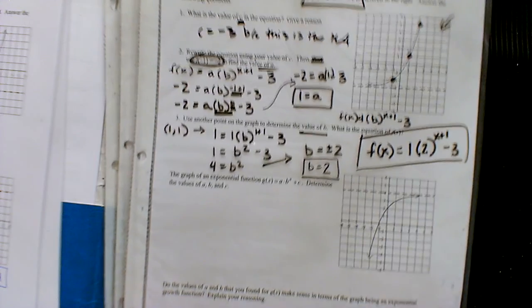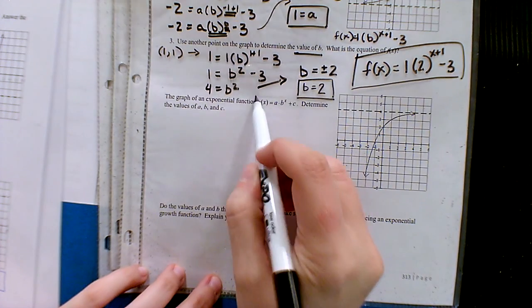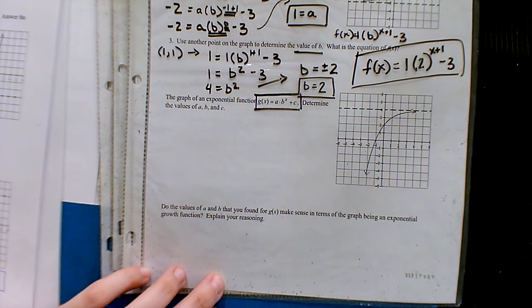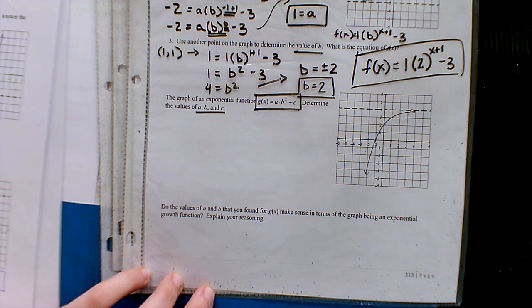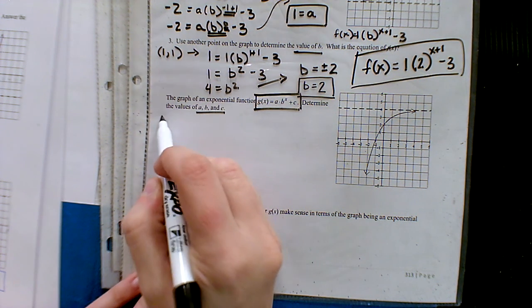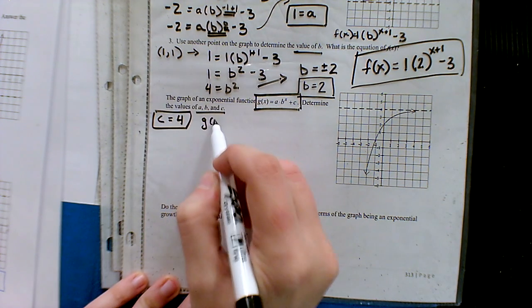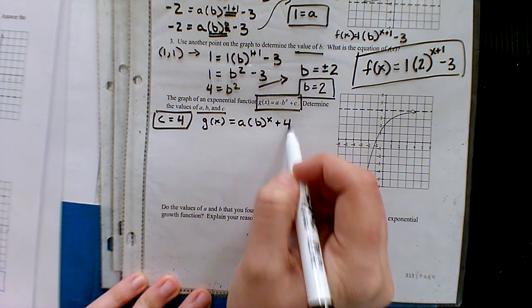All right, let's go ahead and try another one. This one's not going to be as guided. It's going to be up to us to figure out these different values that are missing. So they give us the equation in the directions and the provided graph. We have to find A, B, and C. Where do we want to start? Go, Caitlin? C is what? 4? I like it. All right, so g of x equals a times b to the x plus 4.